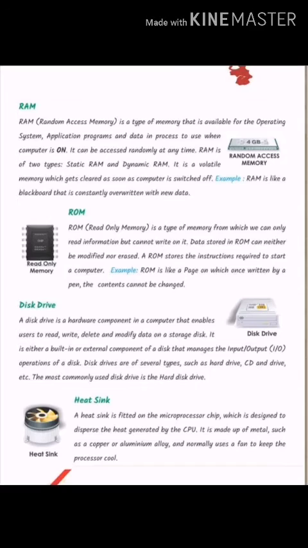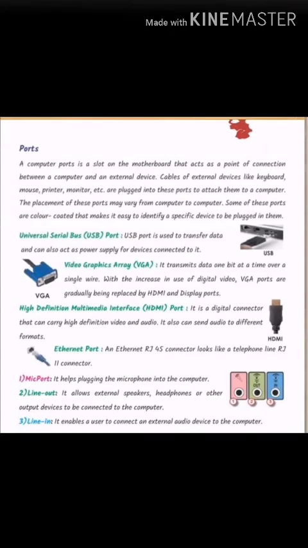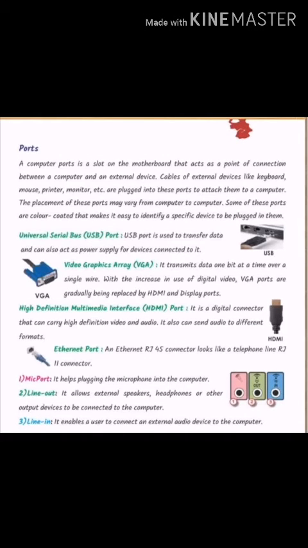Heatsink. The heatsink is generally fitted on a microprocessor chip or the CPU chip, and it is designed to disperse the heat generated by the microprocessor. A heatsink is made up of metal like copper or aluminum alloys. It has a fan on it so that it cools the processor.